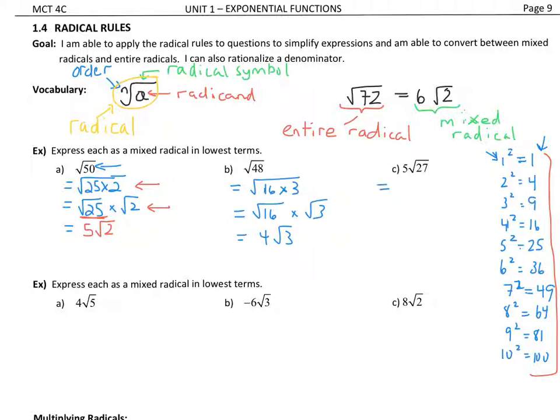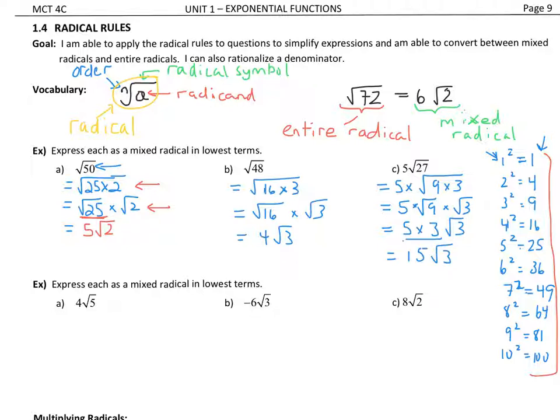The next one, this 5 is just going to stay out as a constant. So I'll have 5 times the square root of 27, which I could write as 9 times 3. I picked 9 because it's the biggest perfect square that divides 27. I'm going to have 5 times the square root of 9 times the square root of 3. And I don't have to put a times sign in there. You can if you want. Then 5 times the square root of 9 is 3, times the square root of 3. And 5 times 3 gives 15 times the square root of 3.